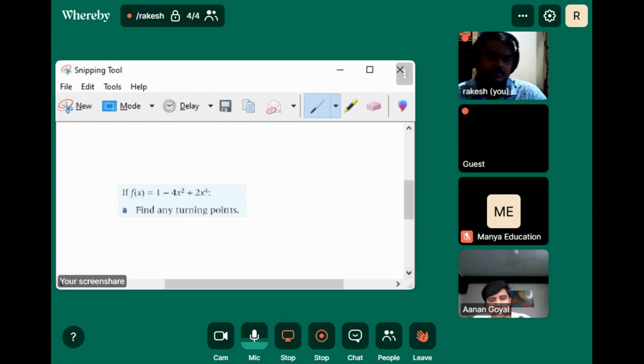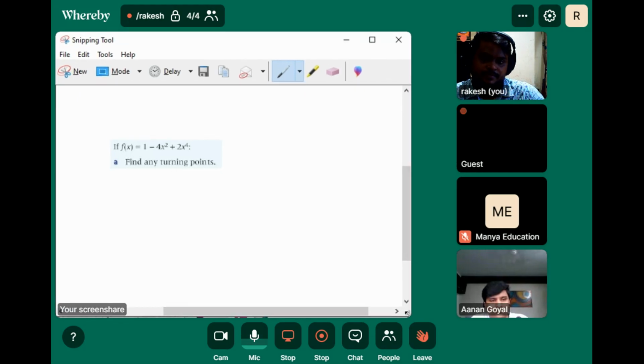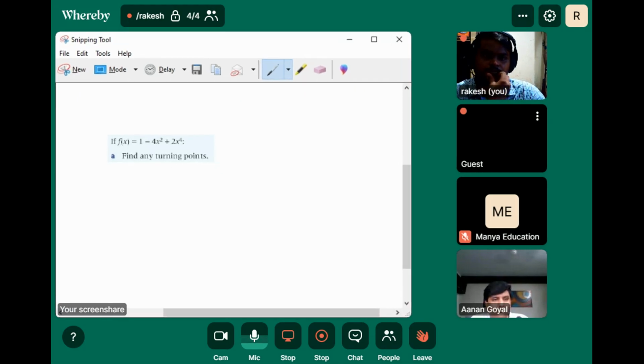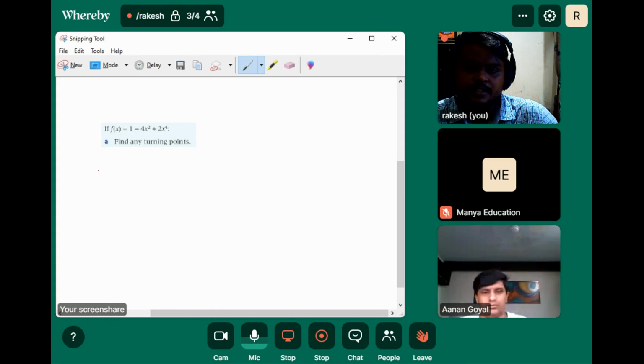Let's say this is a curve, okay? The equation of the curve is given, and we have to find the turning points, okay? So what we'll do here is find f dash x, which is 0 minus 8x plus 8x raised to 3, right? Yes, sir. So then we set f dash x equal to 0.